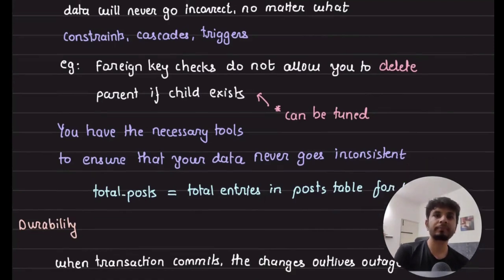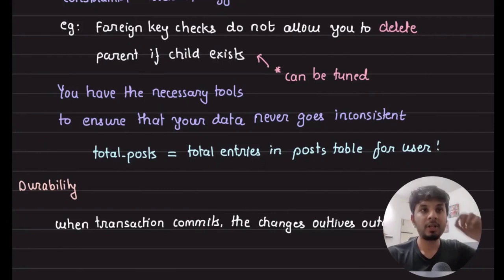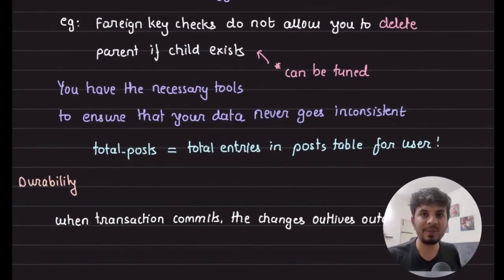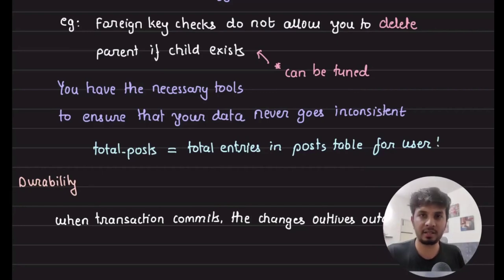Okay, now this is what consistency was all about. Next is durability. Imagine a financial system: you cannot just say, hey, my data just vanished. You cannot do that, right? When you say that this transaction is, quote unquote, committed, no matter what happens, no matter if your machine crashes, so long as your disk is there, your data should be durable. Your data should not just vanish out of the blue. When your transaction commits, your changes should outlive the outage.